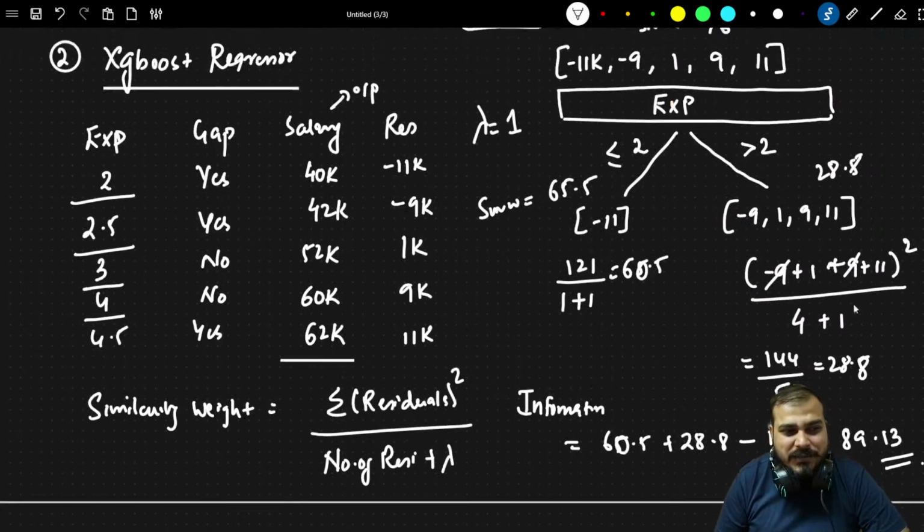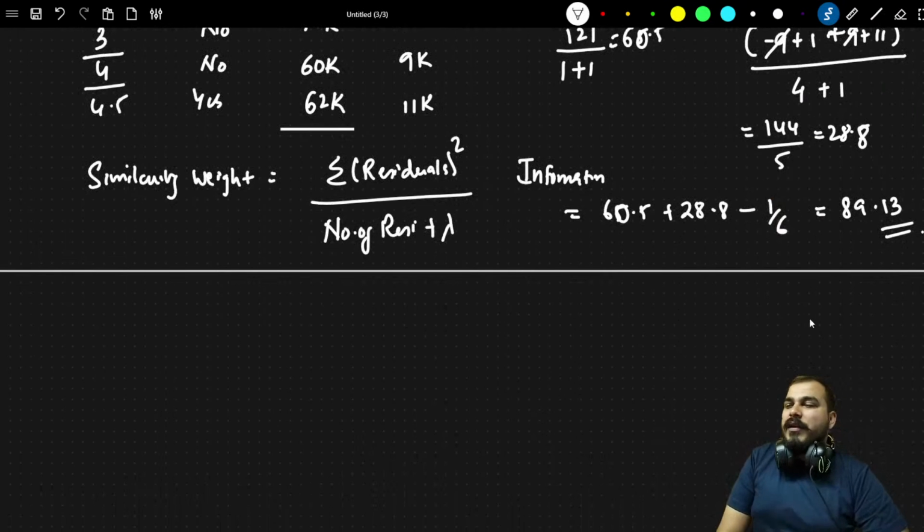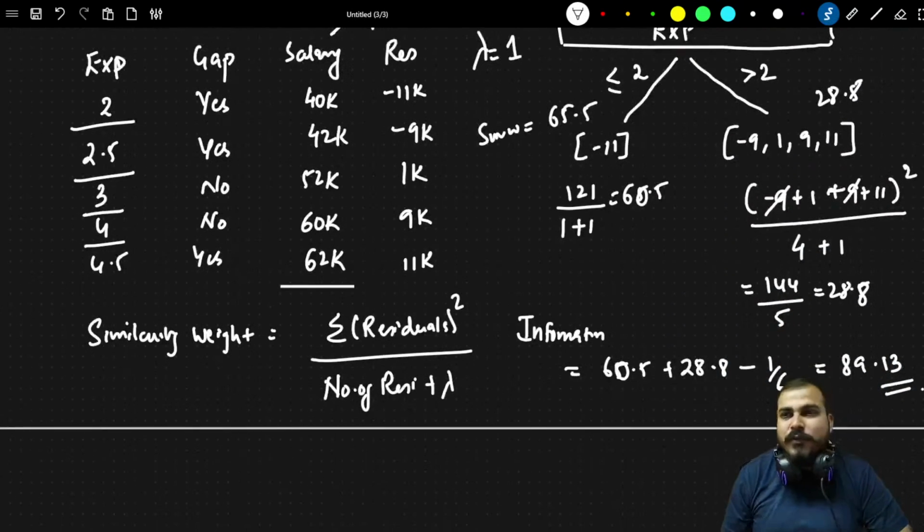You don't have to worry about the calculation. Automatically those things will be done for you. So you don't have to worry.